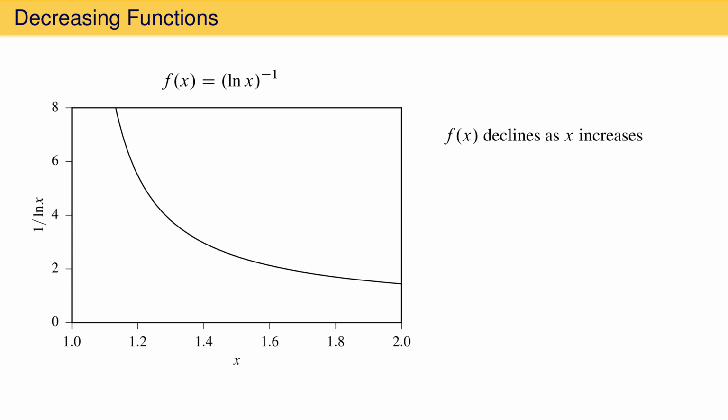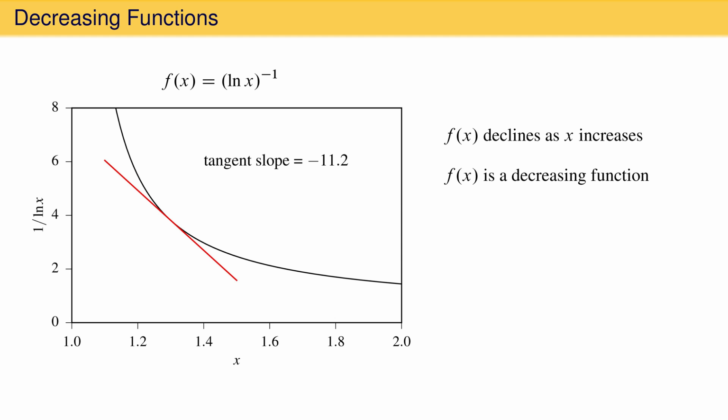The value of this function declines as x increases. When a function does this on an interval, we call it a decreasing function. Let's see if we can relate this to the function's first derivative. Recall that the derivative of a function at a particular point is the slope of the straight line tangent to the function at that point.